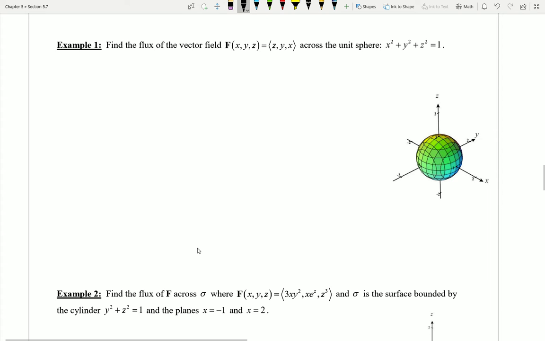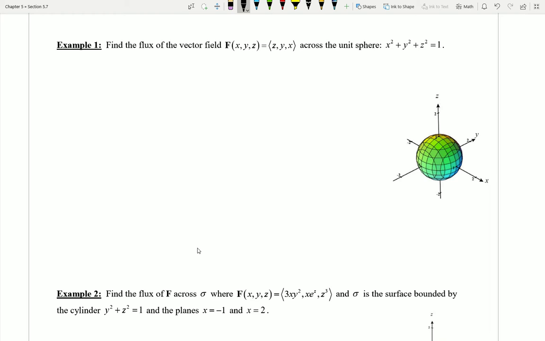So let's take a look here at example number 1. I want to find the flux of this vector field across the unit sphere x squared plus y squared plus z squared equals 1. Okay, notice that this is a flux question, and so this is reminiscent of the questions that we talked about in the last section. Well, I'm going to quickly see how I can begin to tackle this question without having to directly compute the flux. I'm going to try to use the divergence theorem to help us.